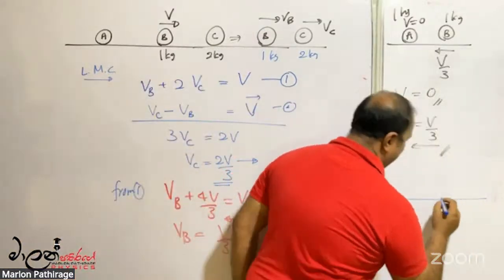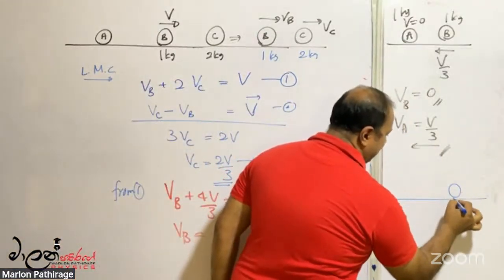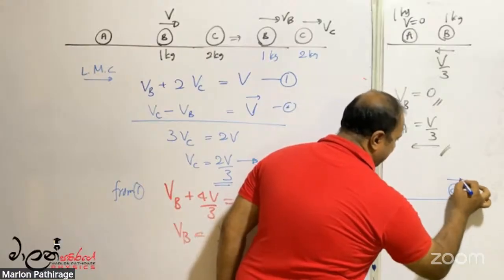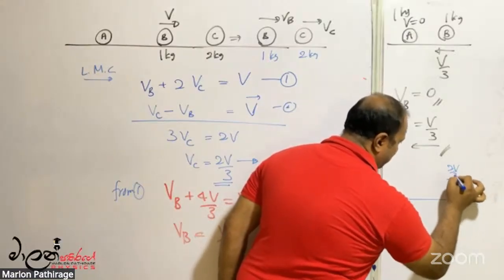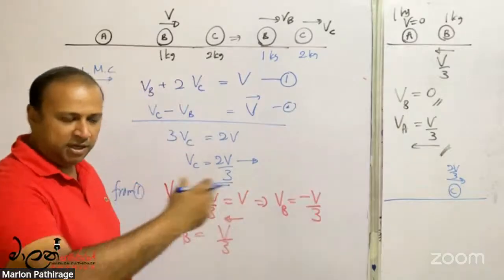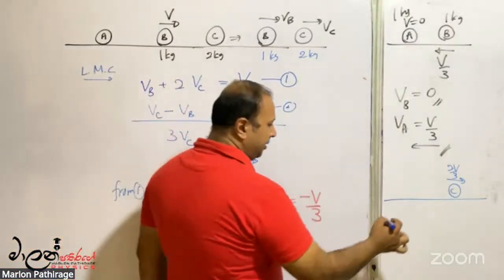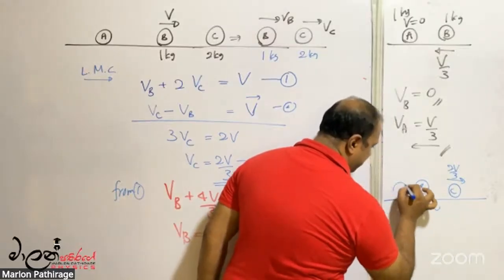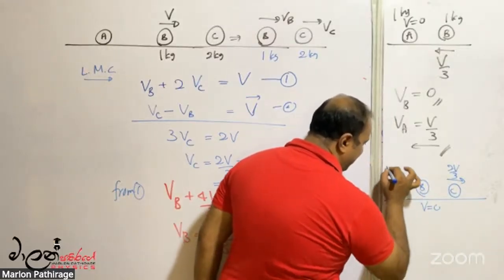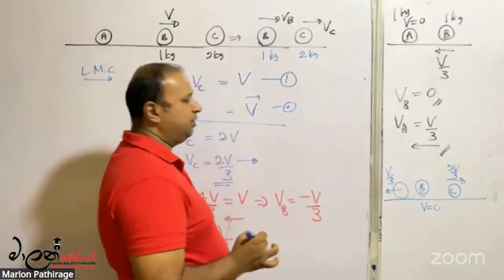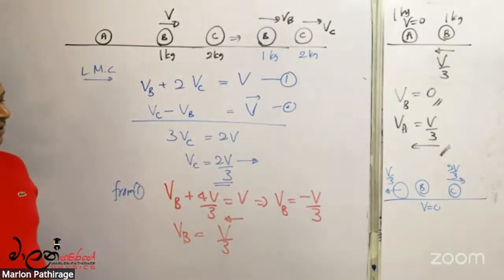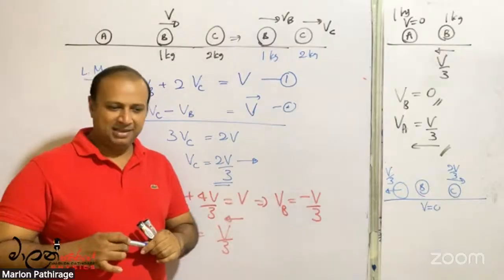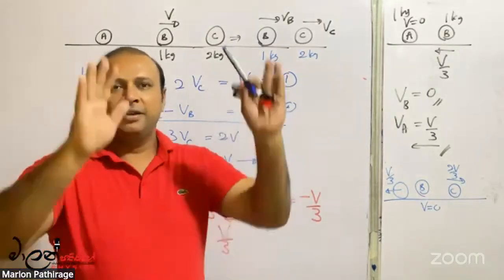Therefore, finally, we see C is moving at 2V over 3 speed to the right-hand side, and B is at rest. A is moving to the left-hand side at a speed of V over 3. So this is the final figure. If you got that done, please raise your hand.